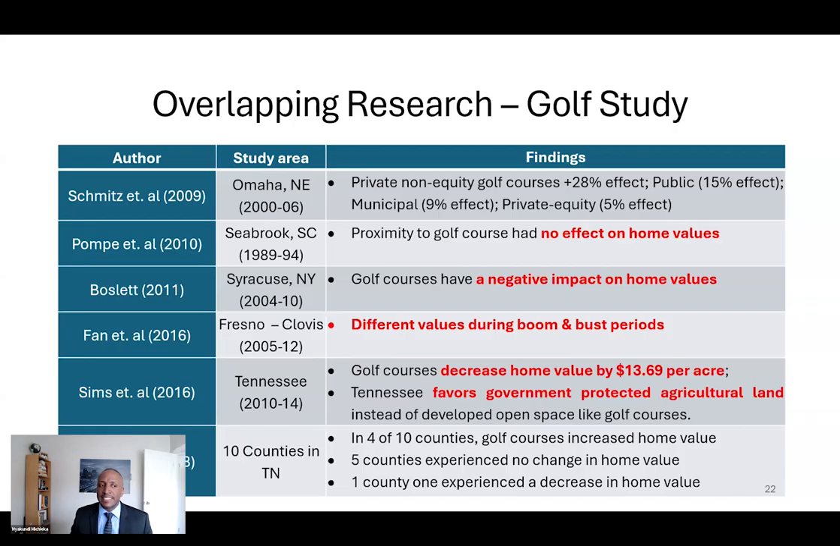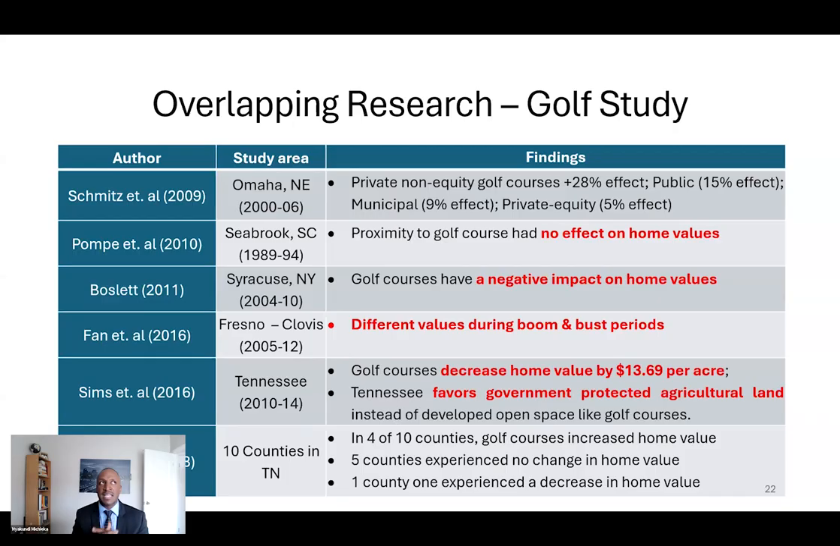So there was a study also in Fresno there, which found very interesting results. It said that the impact of a golf course on a home varies on whether the economy is booming or it's not booming, okay? So during boom and bust periods, you have different sets of findings, right? So you can see how things are getting very interesting here as we look more and more into this work.